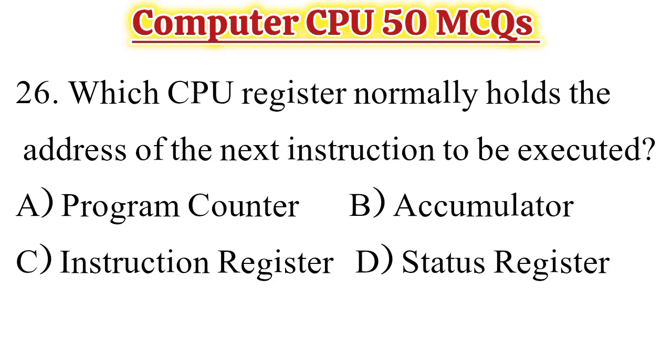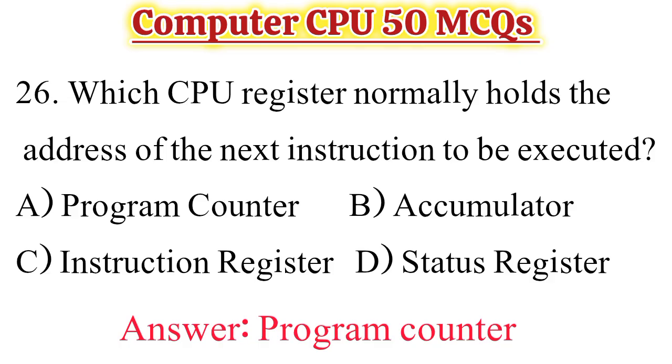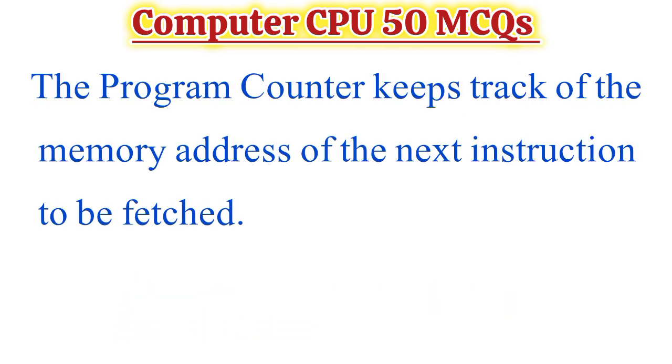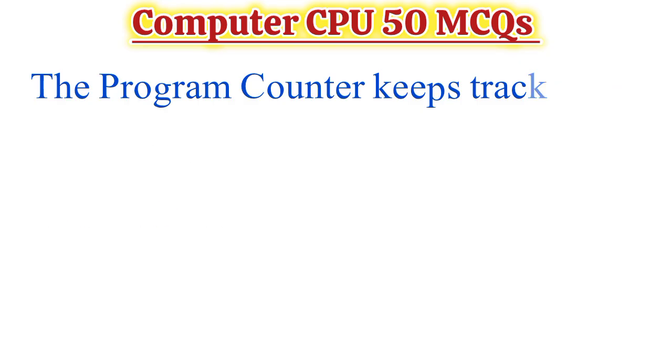26. Which CPU register normally holds the address of the next instruction to be executed? A. Program counter. B. Accumulator. C. Instruction register. D. Status register. Answer: program counter. The program counter keeps track of the memory address of the next instruction to be fetched.